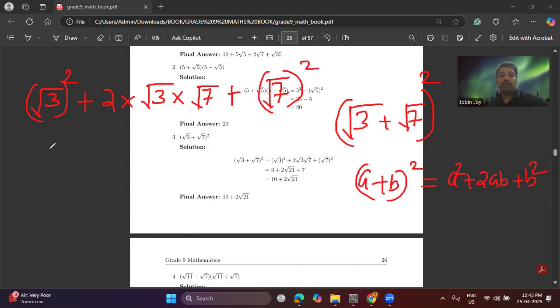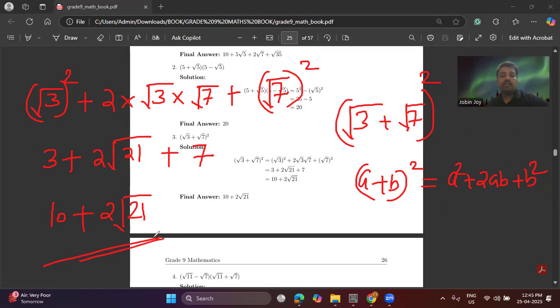So root 3 square means 3, plus 2 into, what is 7 into 3? 21. So root of 21, plus, what is root 7 square? Root 7 square is 7. So 7 plus 3 is 10. So 10 plus 2 root 21. So the final answer is 10 plus 2 root 21.